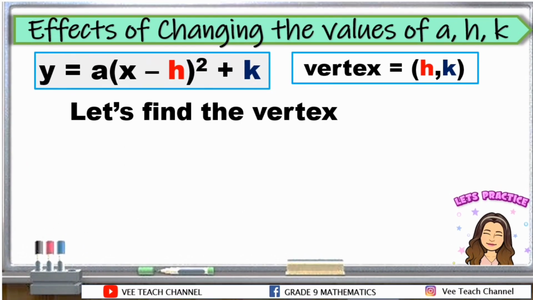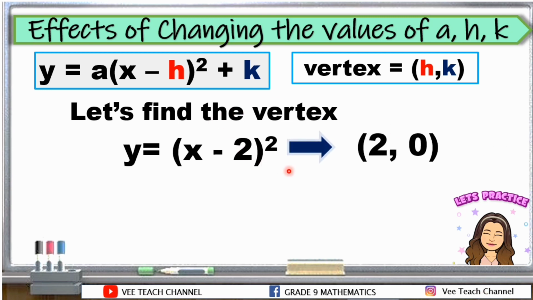How about this one? Y is equal to quantity x minus 2 squared. What is our vertex? Let's find the h and our k. Our h is 2 and we don't have k. That's why we put 0. This is our h here. So this is not negative 2, it's positive 2.